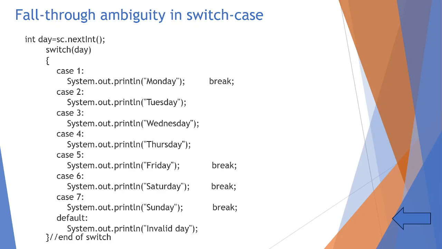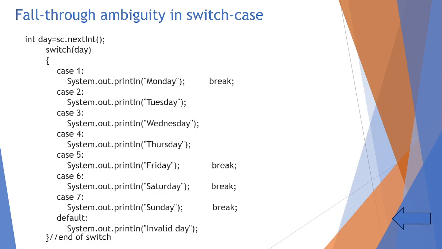Case 1, break, fine. Somebody gives day 1, Monday will be displayed. Whereas if the user gives 2, in that case Tuesday will be displayed, no break, Wednesday also will be displayed, Thursday will be displayed, Friday will be displayed, because the break statement is after case 5. So case 2 enters, but Tuesday, Wednesday, Thursday, Friday, it will display.